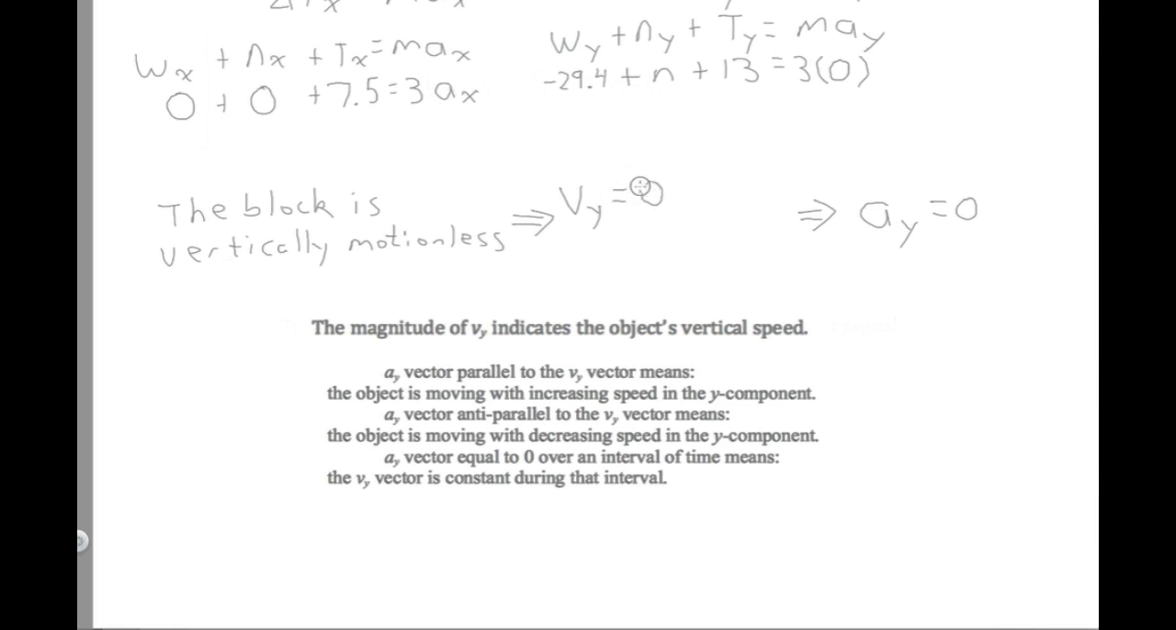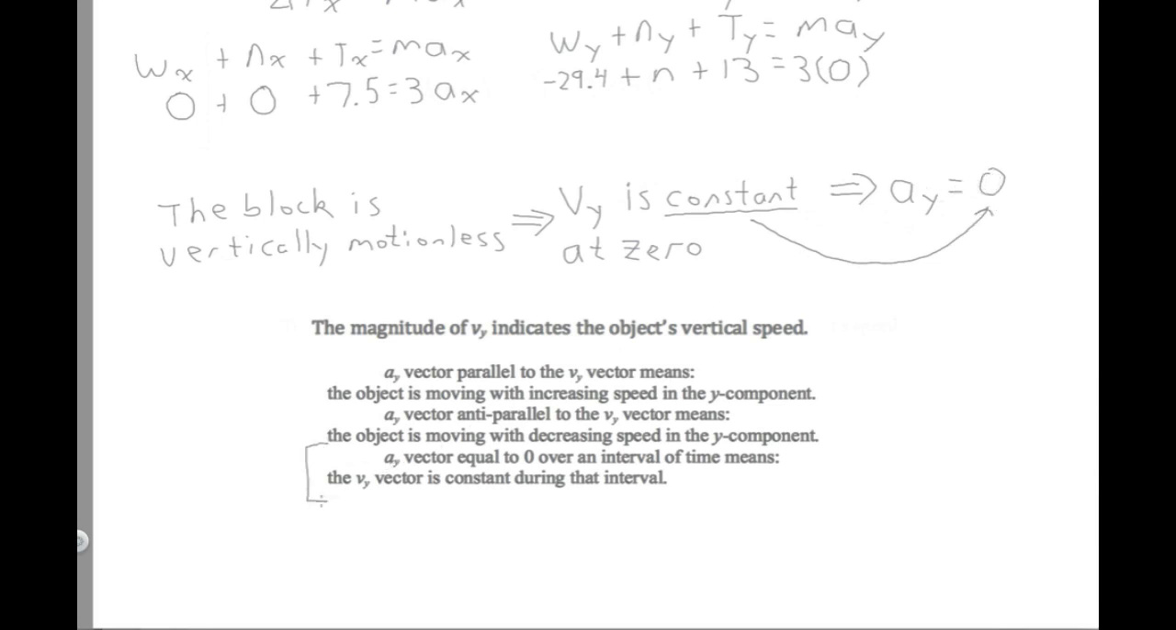But this is not the reason that a sub y is 0, because there's no rule that a has to be 0 just because v is 0. There's no rule that this has to be 0 just because this is 0. But the key thing here is that v sub y is constant at 0. If the block is vertically motionless, that means that v sub y is going to be 0 and stay constant at 0. And it's the fact that v sub y is constant that implies that a sub y is 0.